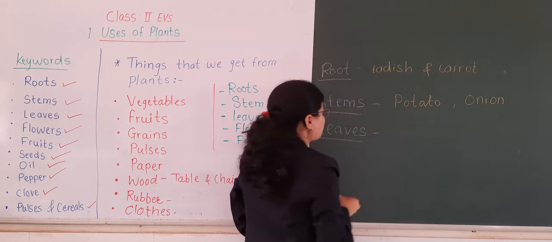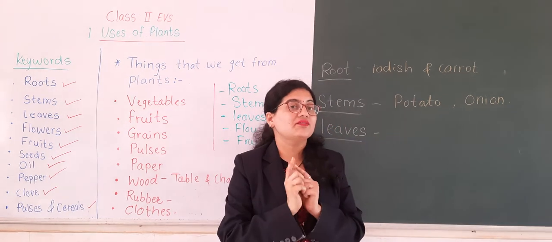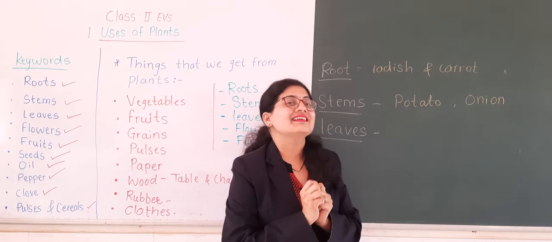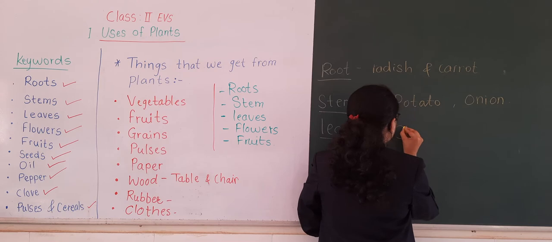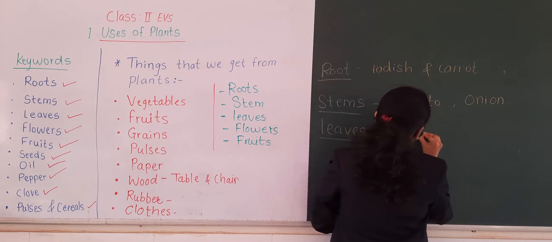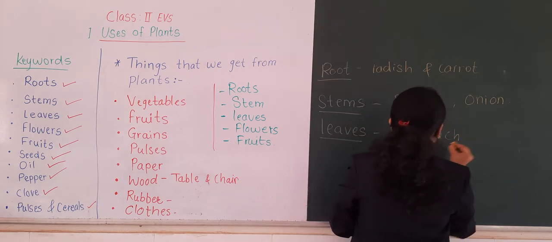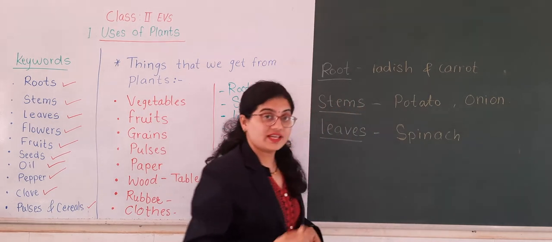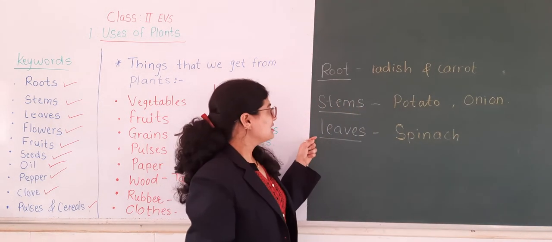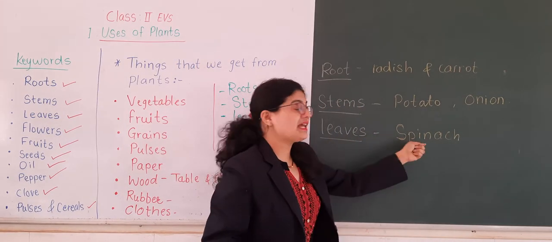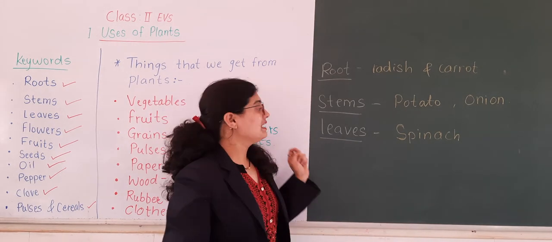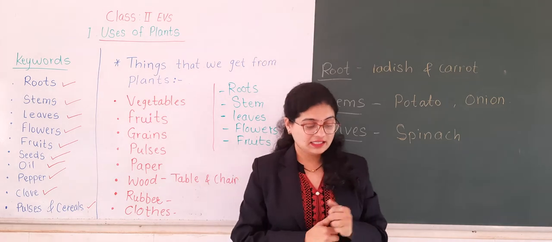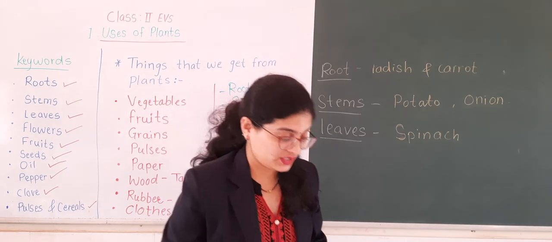Leaves. Okay. Can you tell me the name of any one leafy vegetable? Yes, very good. Spinach. Spinach is one leafy vegetable. These spinach leaves we eat as a vegetable. Okay. Then the next part of a plant is fruits.